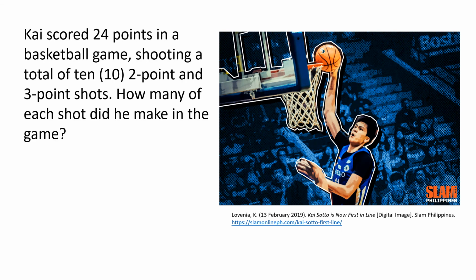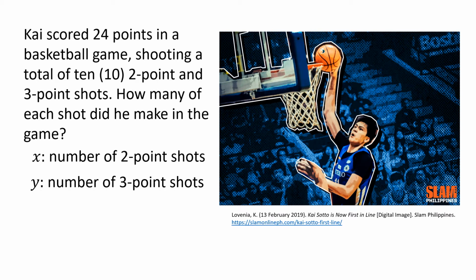Kai scored 24 points in a basketball game, shooting a total of 10 2-point and 3-point shots. How many of each shot did he make in the game? Let X be the number of 2-point shots and let Y be the number of 3-point shots. We can use the following set of linear equations to determine the number of 2-point shots and 3-point shots made.